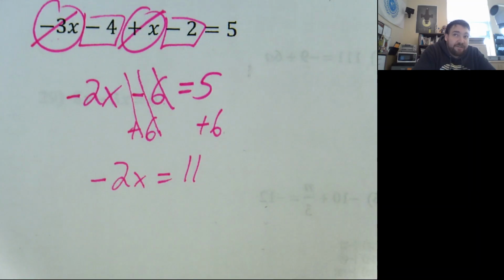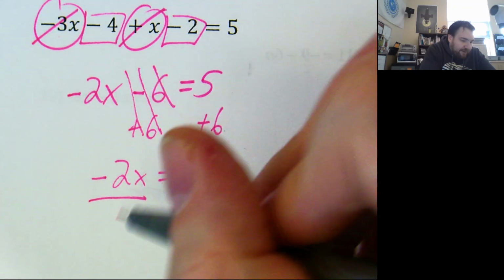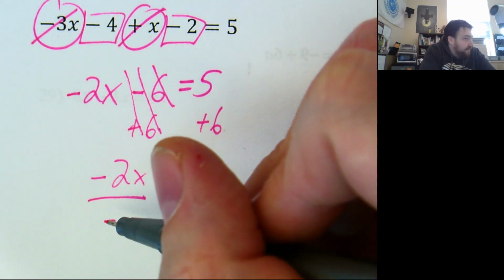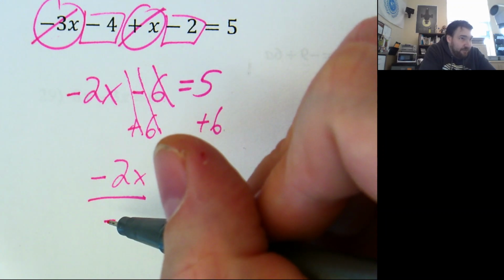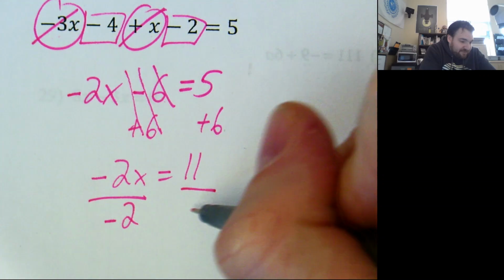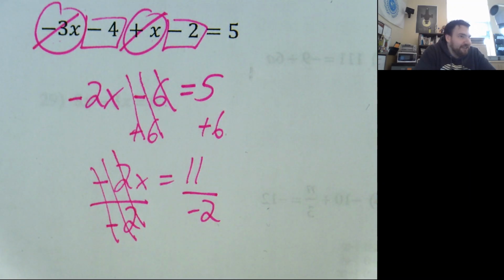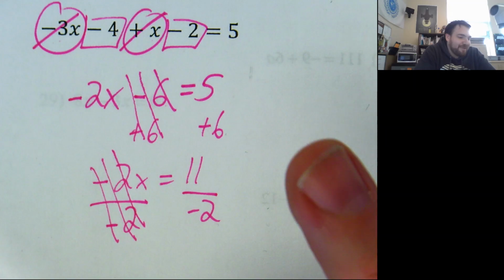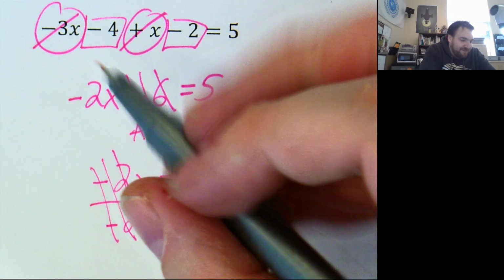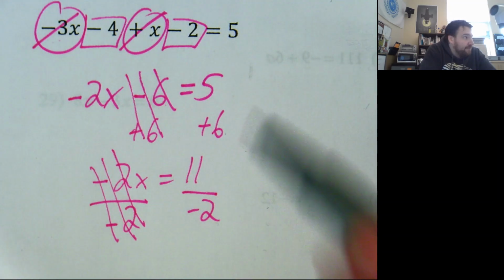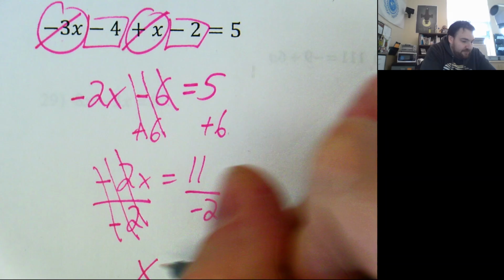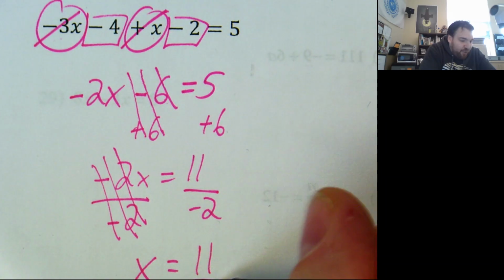And now I want to get x by itself. How are the negative 2 and the x attached to each other? They are multiplied. So to undo that, we have to divide. And we're not dividing by 2, not dividing by x, but by negative 2. You've got to be real careful not to drop those minus signs. Negative 2 divided by negative 2 is 1, leaving us with just x. And over here, we're going to get 11 over negative 2.